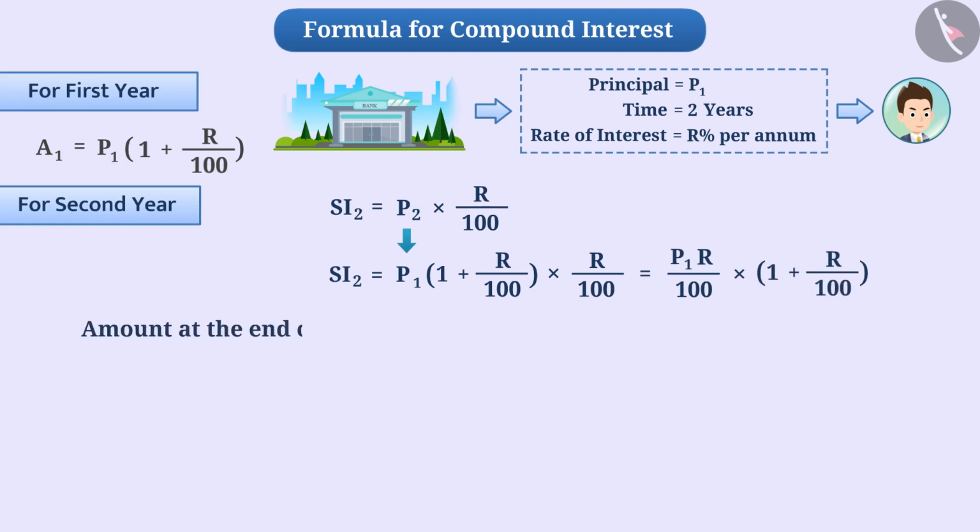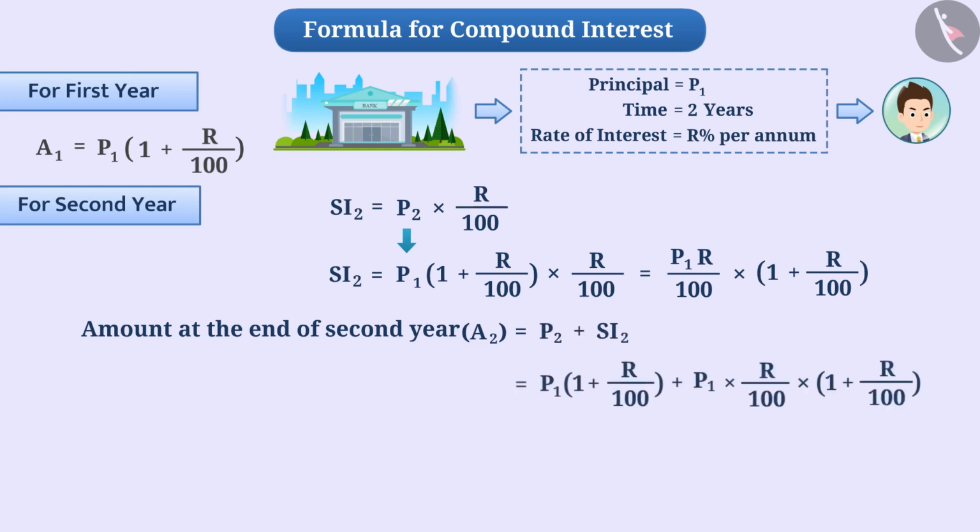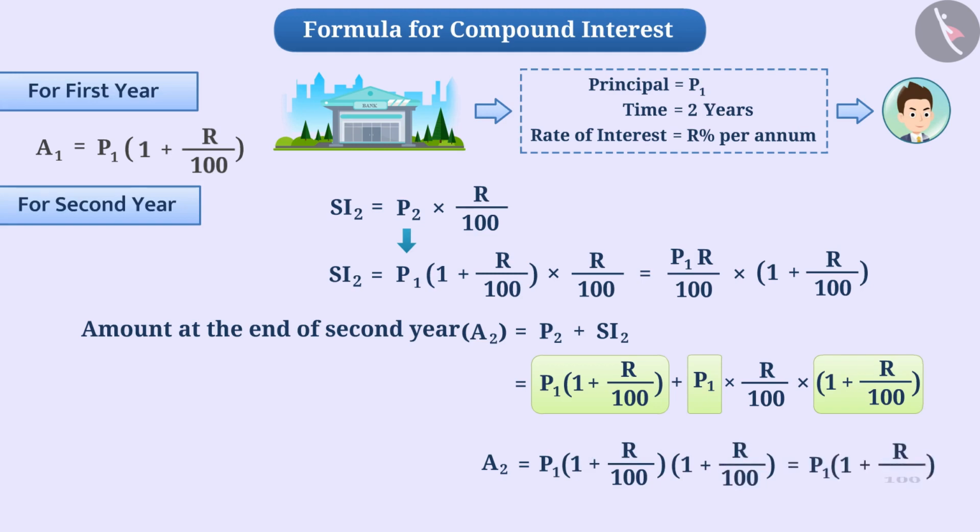And the amount at the end of the second year is A2 is equal to P2 plus SI2. We will write the values of P2 and SI2 as this. If we take P1 into bracket 1 plus R by 100 as common, then we can write A2 is equal to P1 into bracket 1 plus R by 100 into bracket 1 plus R by 100, meaning P1 into bracket 1 plus R by 100 bracket raised to the power 2. We see that the power in the amount 1 plus R by 100 for the first year is 1 and the power of the amount for the second year is 2.